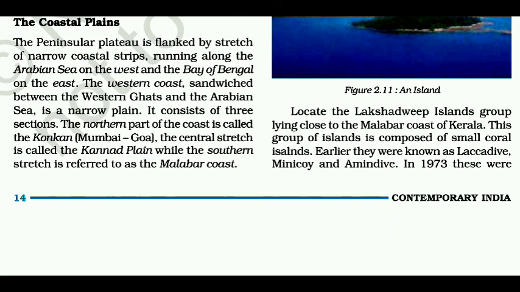The northern part of the coast is called the Konkan: Mumbai, Goa. The central stretch is called the Kannada Plain, while the southern stretch is referred to as the Malabar coast.